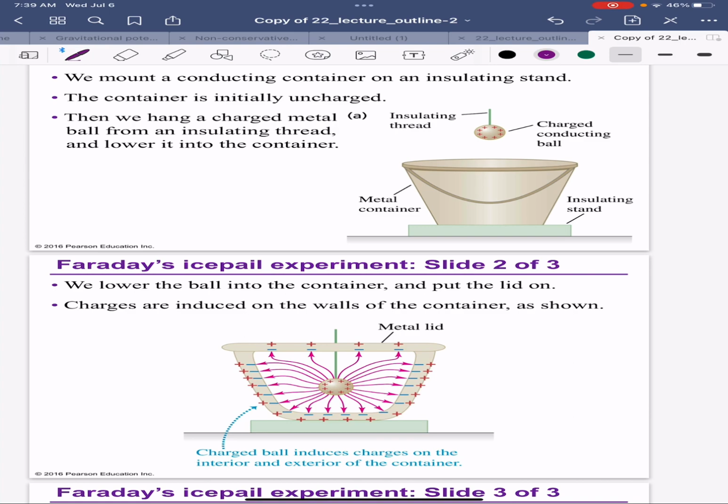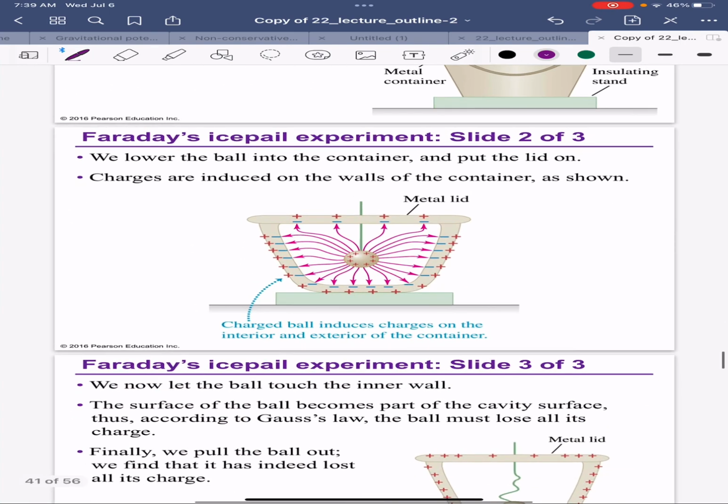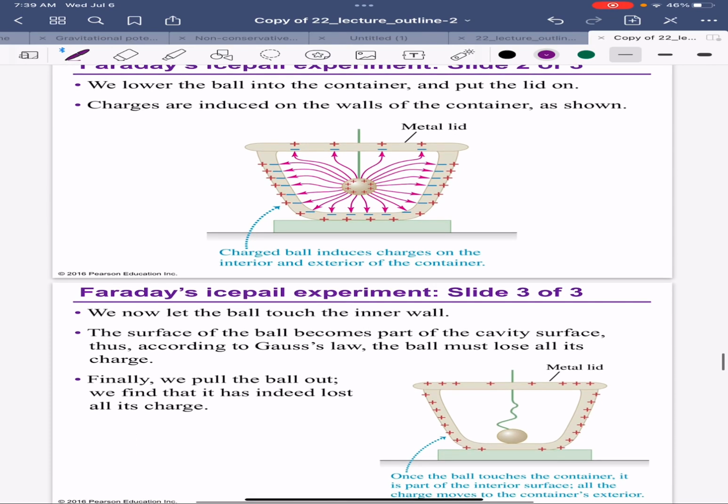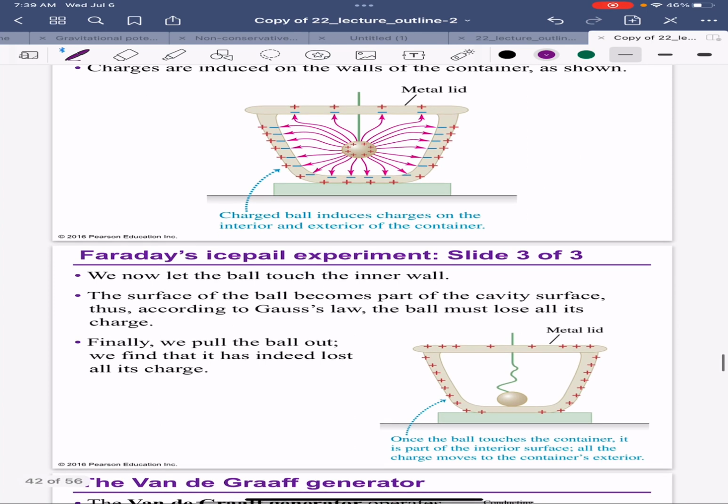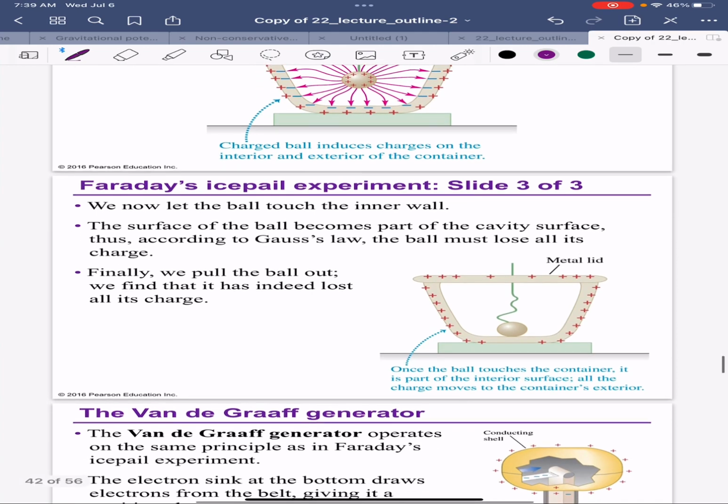The charged ball induces charges on the interior and exterior of the container, and then we let the ball touch the inner wall, and the surface of the ball becomes part of the cavity surface. According to Gauss's law, the ball will lose all its charge, and finally we pull the ball out. We find that it has indeed lost all its charge, and all the charge moves to the container's exterior because it is made of metal.